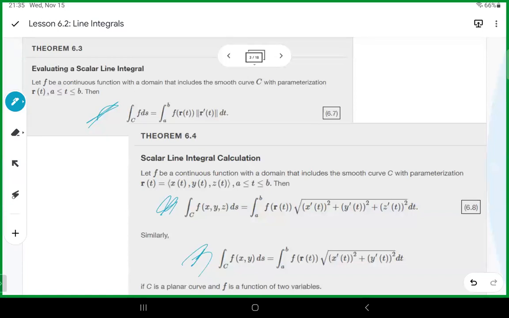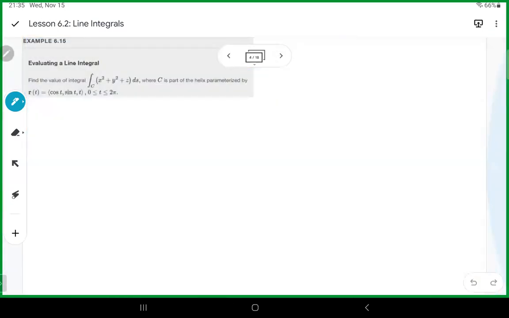Okay, guys. Evaluating a line integral. Find the value of the integral where C is part of the helix parameterized by the following. Parameterized, wow. It's like 9:30 at night. Having a hard time with these words.